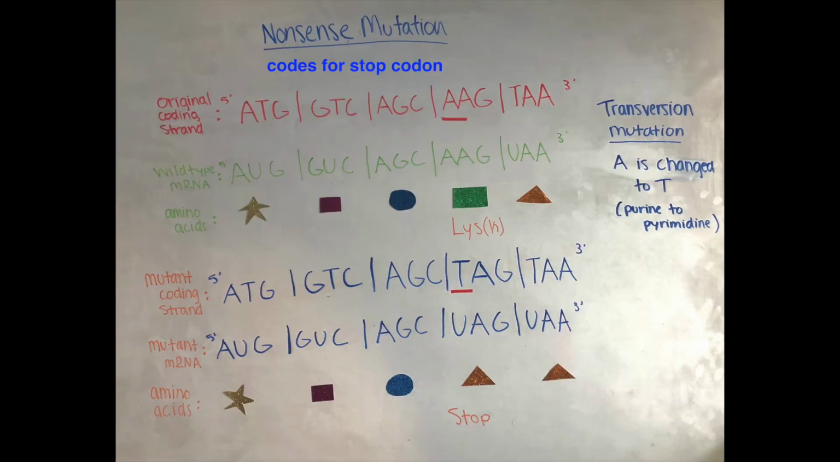Nonsense mutations are when one amino acid is changed to the stop codon, thus stopping translation earlier than expected. As you can see in the original coding strand, the A that is underlined is changed to a T in the mutant coding strand. The wild-type mRNA codes for the amino acid lysine, while the mutant mRNA codes for the stop codon. This is shown through replacing the green rectangle with an orange triangle.